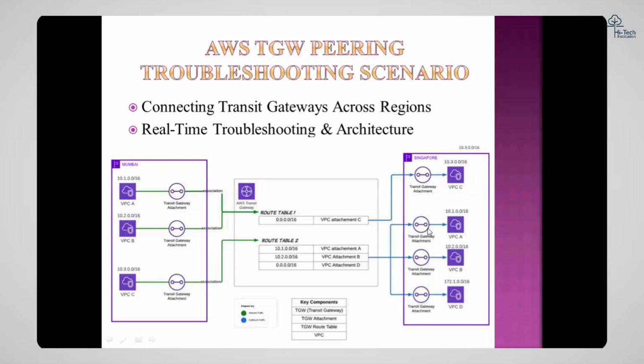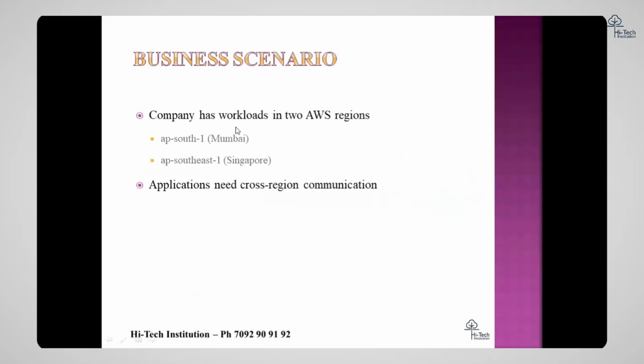If we go a little deeper into the business scenario: our company's workload runs in two different regions. We are not deploying our resources in only one region; we use Singapore as well as the Mumbai region. Our application needs cross-region communication. So when we provision resources in two different regions, of course the application needs cross-region communication. That resulted in us using a transit gateway for communication between the two regions.